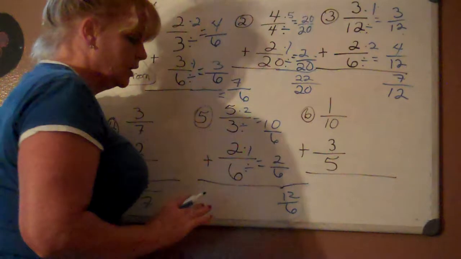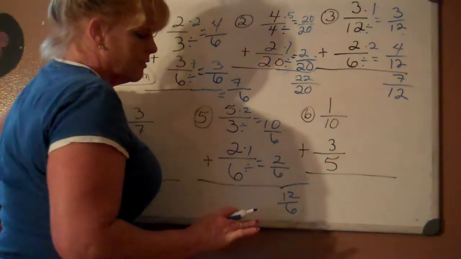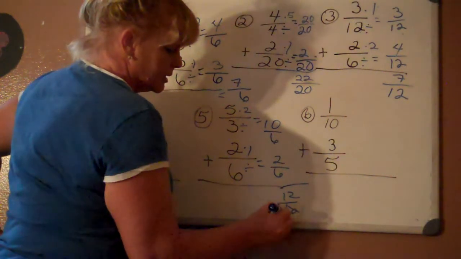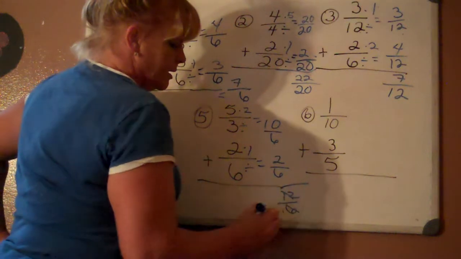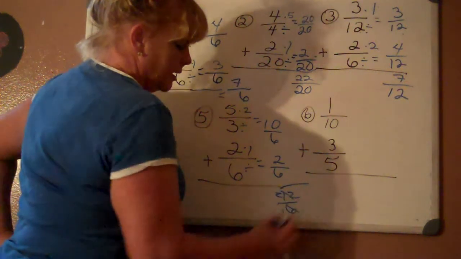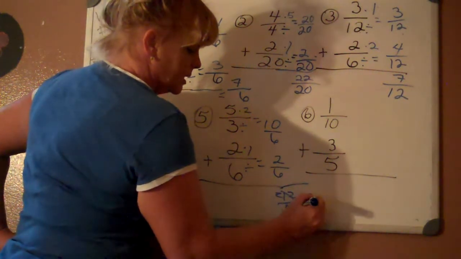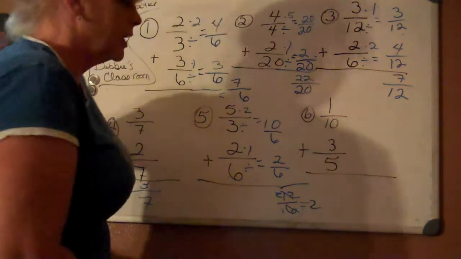If you don't understand that, I can go over it later, but the reduce real quick would be 6 can go in itself 1 time, and 6 can go into 12 2 times, and it's going to equal 2. But you can leave it as it is.